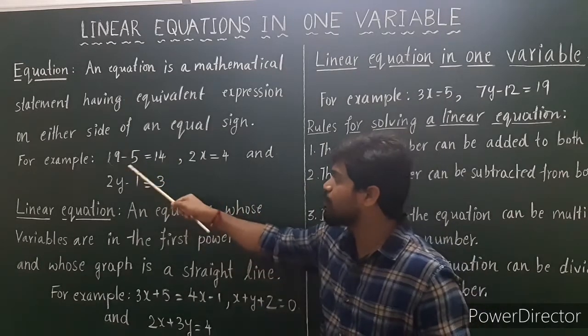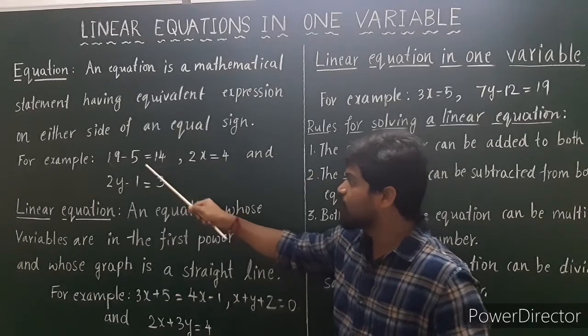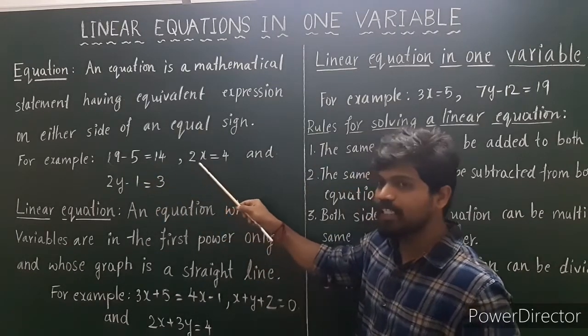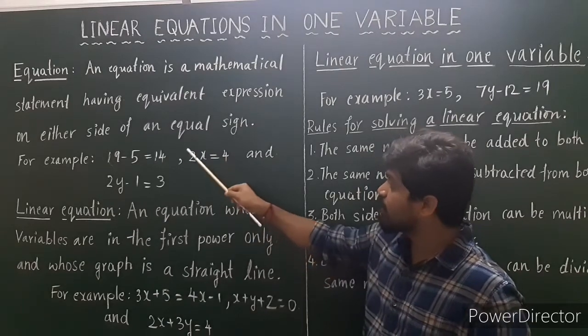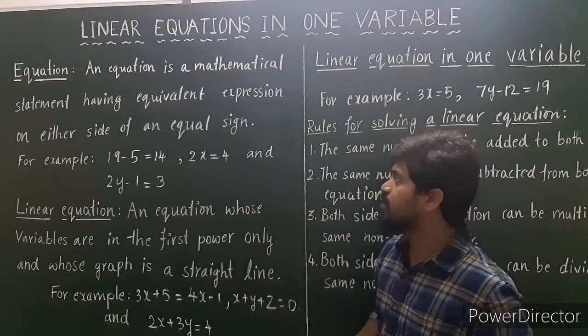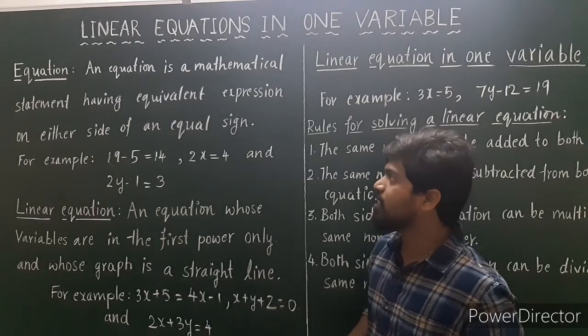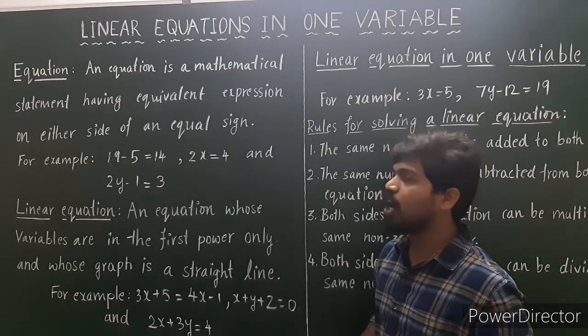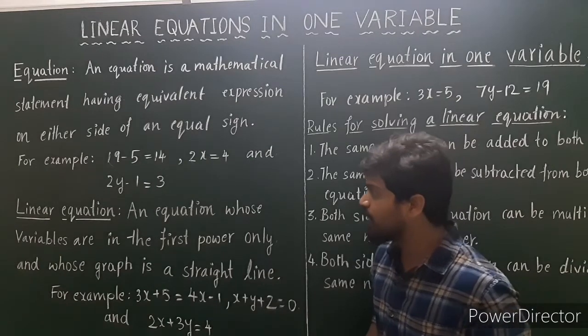For example, 90 minus 50 equals 40, so LHS equals RHS. Here also, 2x is equal to 4, and LHS equals RHS. Therefore, an equation is a mathematical statement having equivalent expressions on either side of an equal sign.